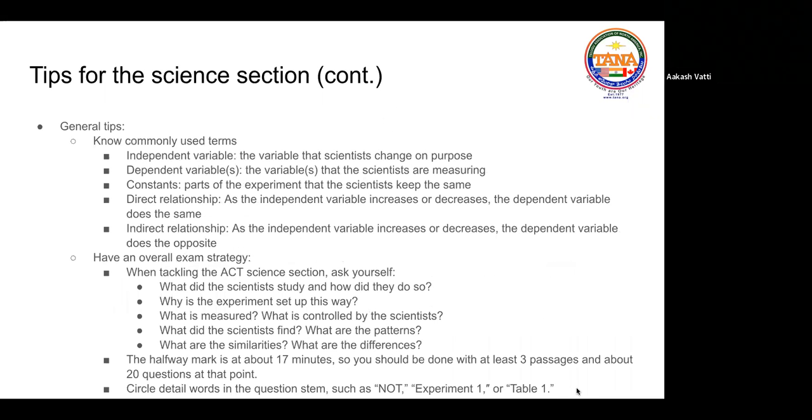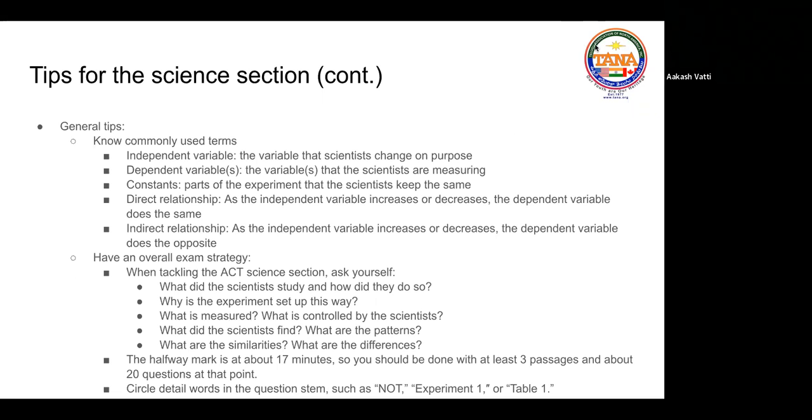Now, commonly used terms. Some commonly used terms are independent variable, the variable that scientists change on purpose; dependent variable, the variable that scientists are measuring; constants, the parts of the experiment that the scientists keep the same; direct relationship, as the independent variable increases or decreases, the dependent variable does the same; and indirect relationship, as the independent variable increases or decreases, the dependent variable does the opposite. And have an overall exam strategy.